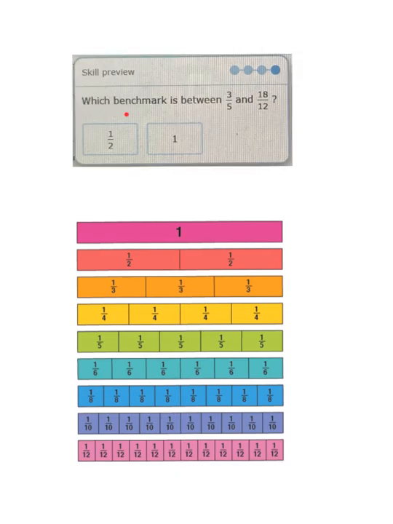Okay, this example, same question, different numbers. Which benchmark is between 3/5 and 18/12? Half or a whole? Well, pizza. My pizza's 5 pieces. There's 3 of them colored in. That's most of that pizza. 18/12, well, that's an improper fraction. That's more than a whole pizza. So obviously our answer here is 1.